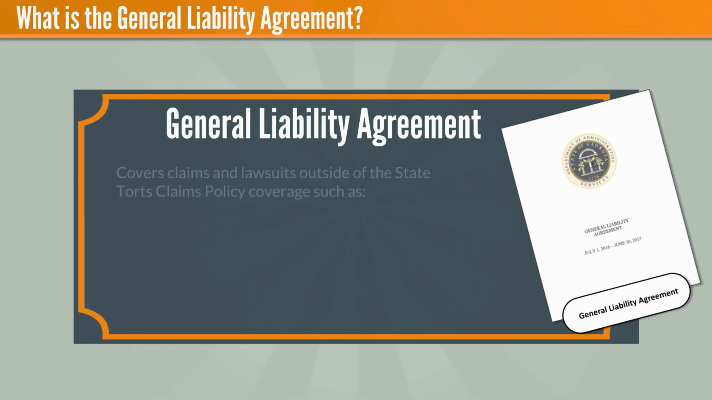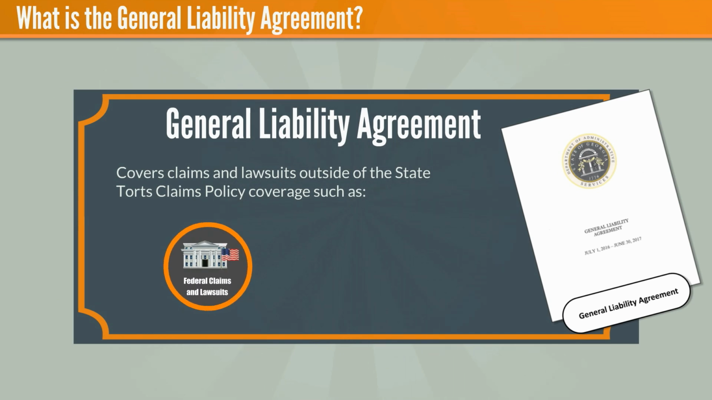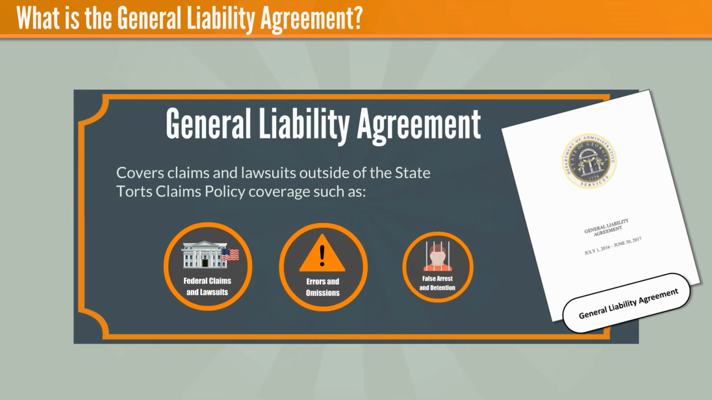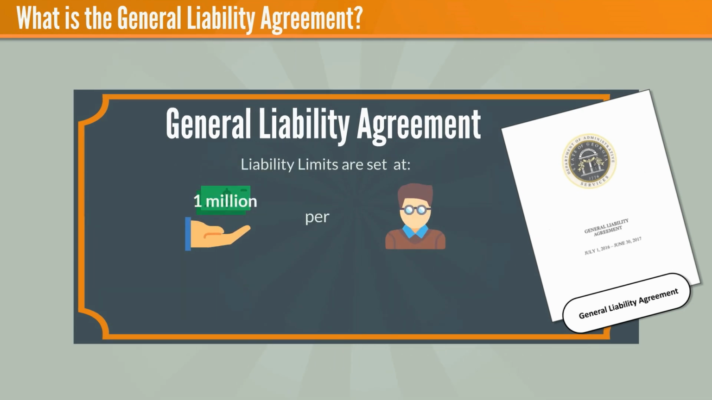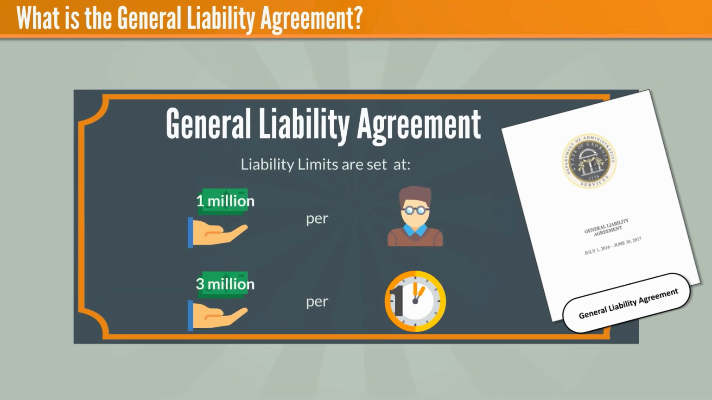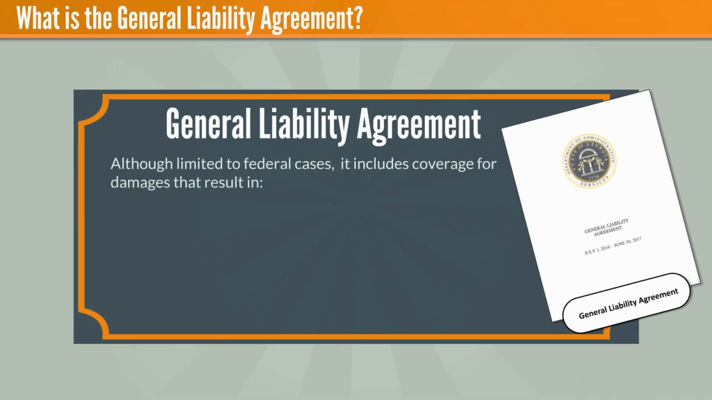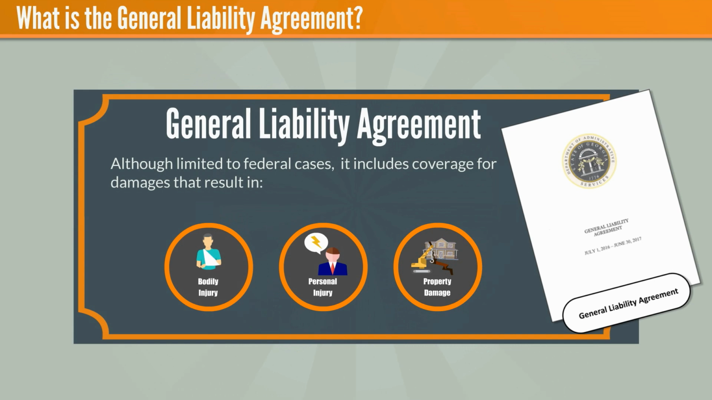The General Liability Agreement defines liability coverage for claims and lawsuits that fall outside of the tort claims policy, such as federal claims and lawsuits, for example, wrongful termination, errors and omissions, and false arrest and detention. Liability limits are set at $1 million per person or $3 million per occurrence. Although limited to federal cases, it includes coverage for damages that result in bodily injury, personal injury, or property damage.